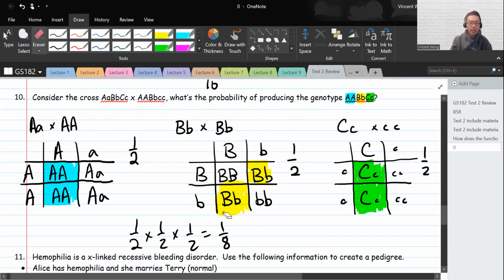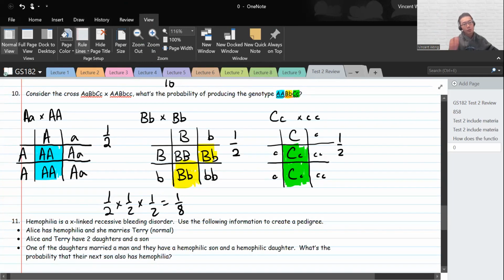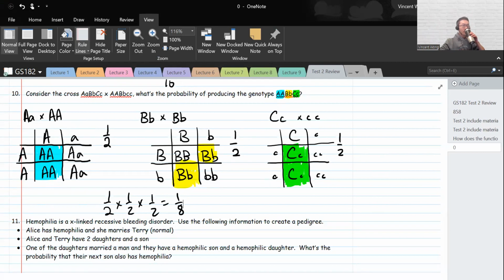Does everybody understand? Okay, so you just do each gene separately. Each gene has its own Punnett square. You find out the fraction, the probability for what you're looking for, and then you just multiply all of them in the end. Okay.